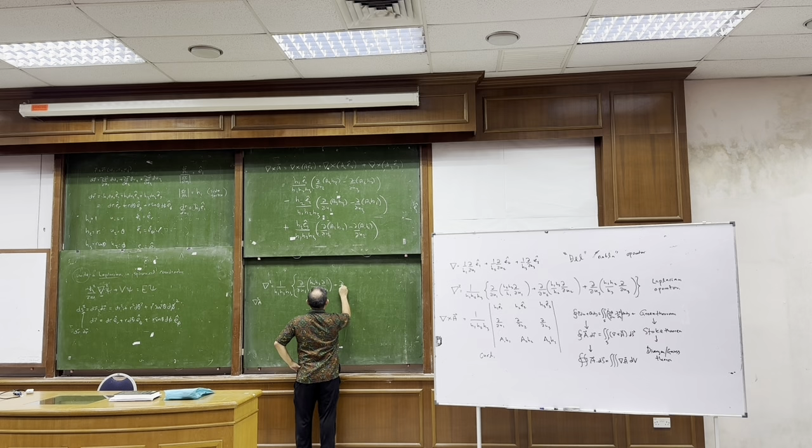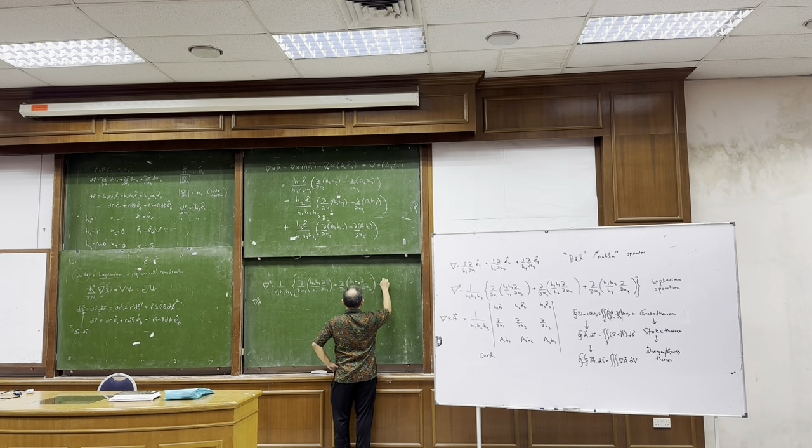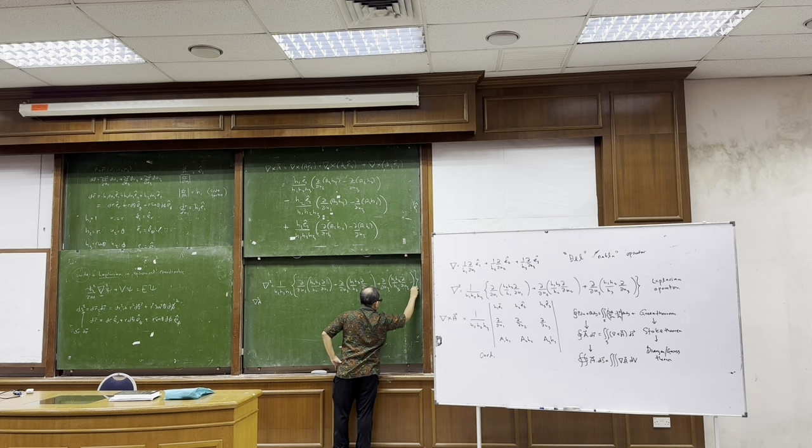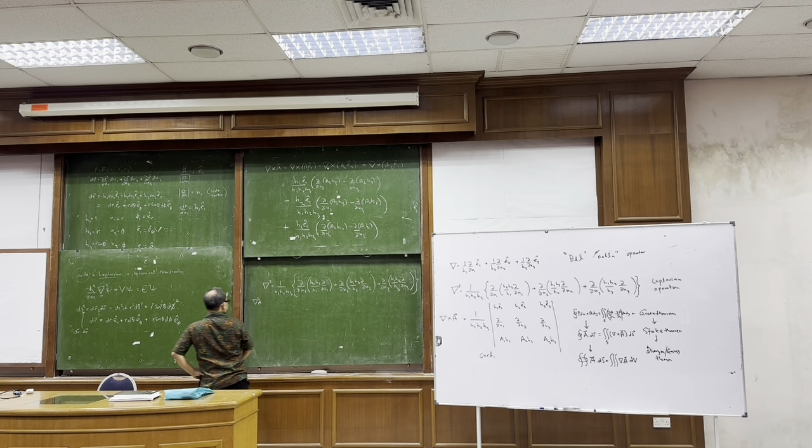Then d/du2 of h1 h3 over h2, and then d/du2, plus d/du3 of h1 h2 over h3, and then d/du3, and then operate, and then you close the bracket. So just plug in the values.